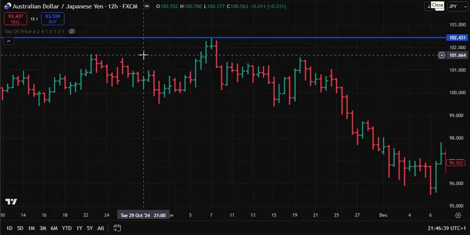A lesson on Forex. What's the difference between a trend and a slope?